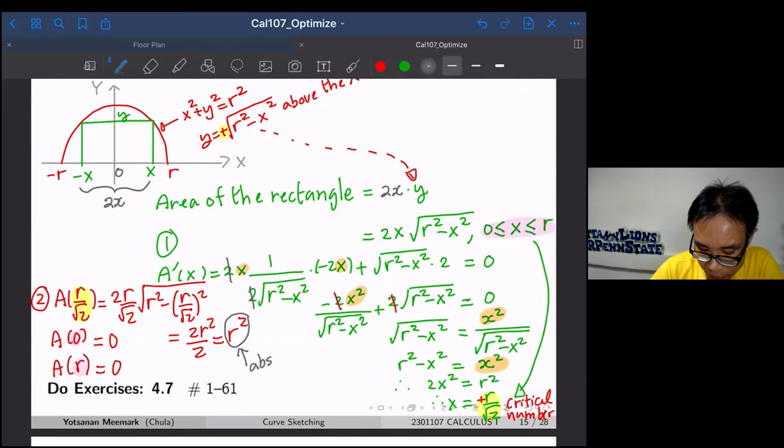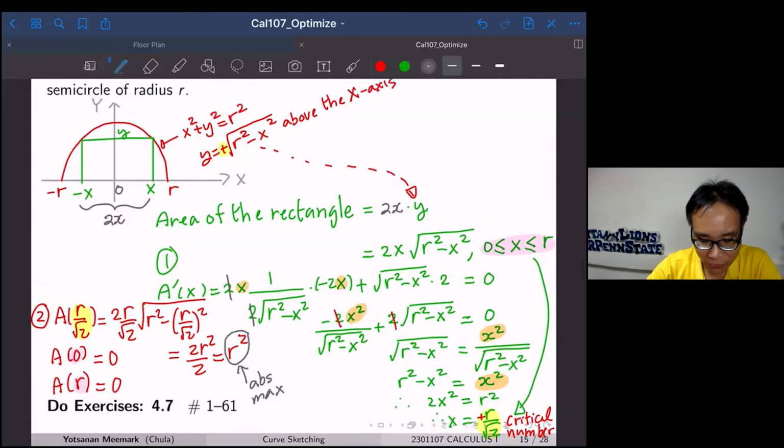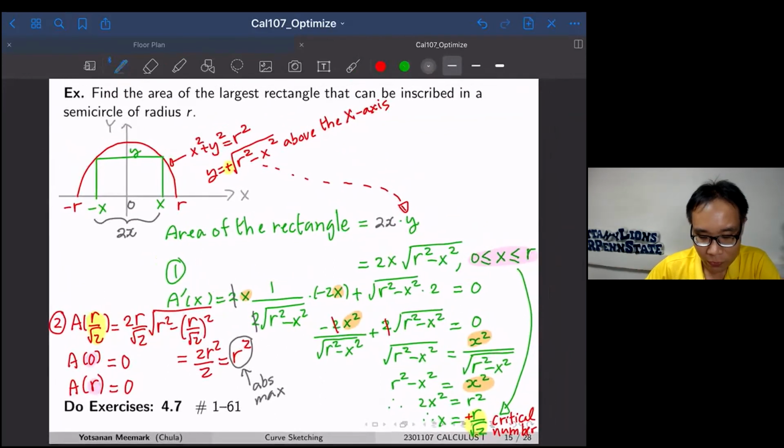So x equal to r over root 2 will give you the largest rectangle that can be inscribed into this semicircle. Okay, so that's all for the topic of optimization.